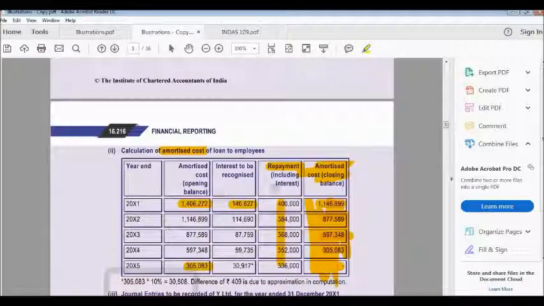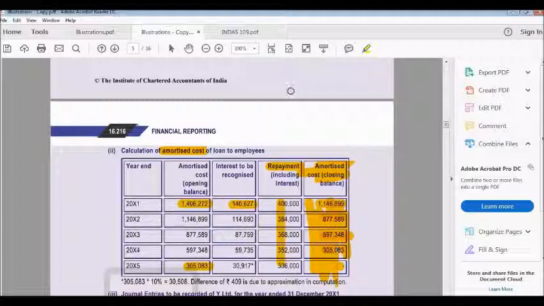So this is the amortized cost. This is the amortized cost of the loan, and the method, where you are discounting and calculating the interest at the rate of 10%, is the effective interest method. So this is the effective interest method, and this is the amortized cost.